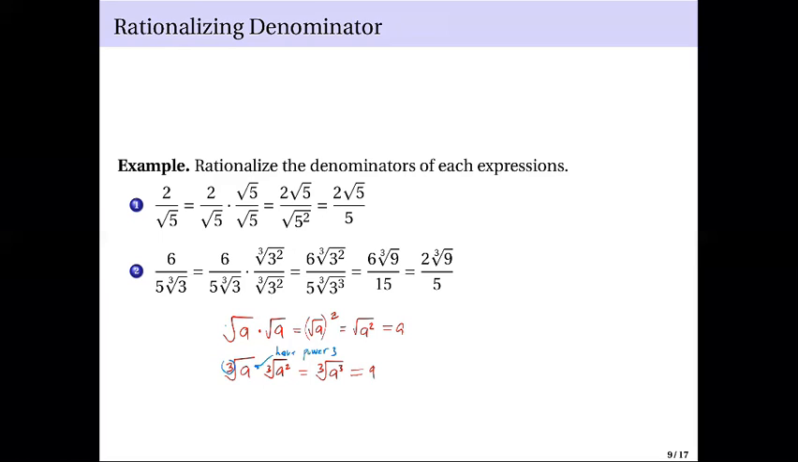Sir, I got another question. At the last part, how did you simplify 15 to 5? Because you have 6 here. Your 6 is actually 2 times 3, and your 15 is 5 times 3. So the 3s can cancel each other. Oh, okay. Okay?